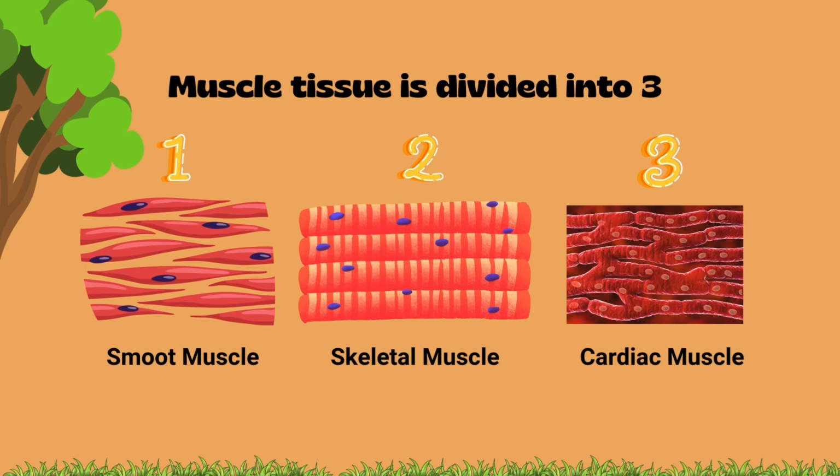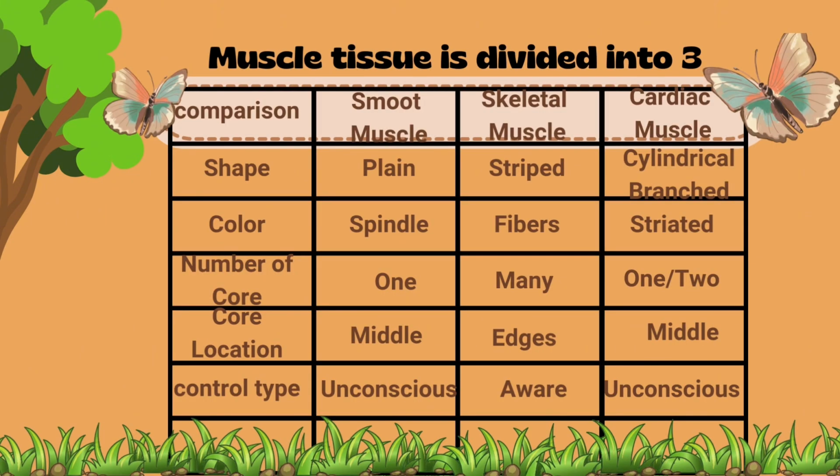Look at the picture. Muscle tissue is divided into 3. Number 1, smooth muscle. Number 2, skeletal muscle. Number 3, cardiac muscle. Comparison: shape, color, number of nuclei, location, control type.